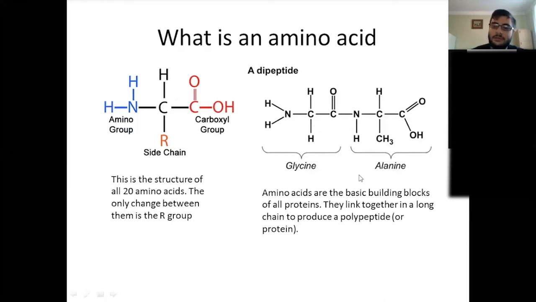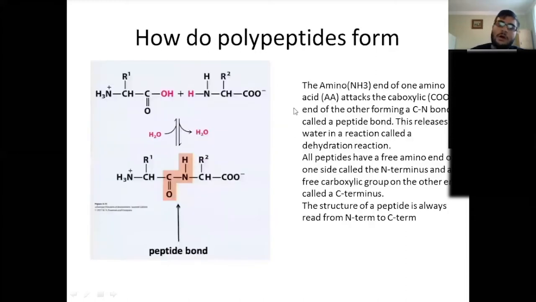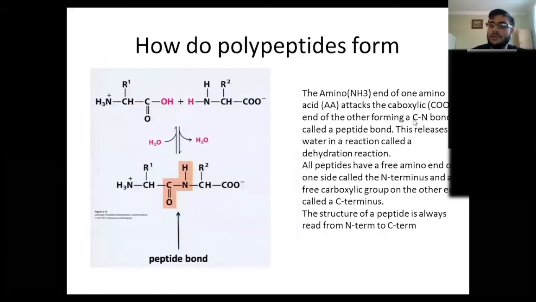So amino acids are the basic building blocks of all proteins. They link together in a long chain to produce a polypeptide or protein. So how do they do this? Well, they make something called a peptide bond, right? And in a peptide bond, the amino NH group of one amino acid attacks the carboxylic COOH end of the other, forming a C-N bond called a peptide bond.